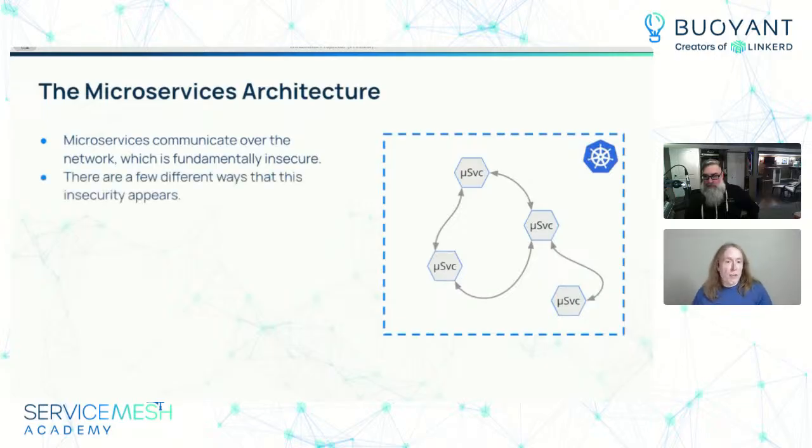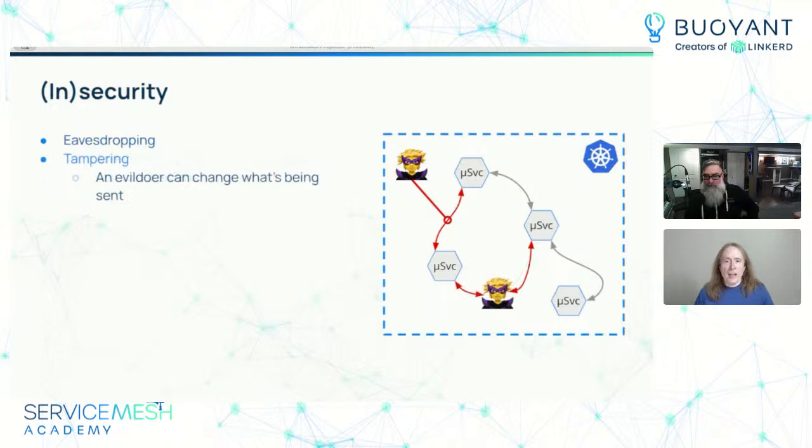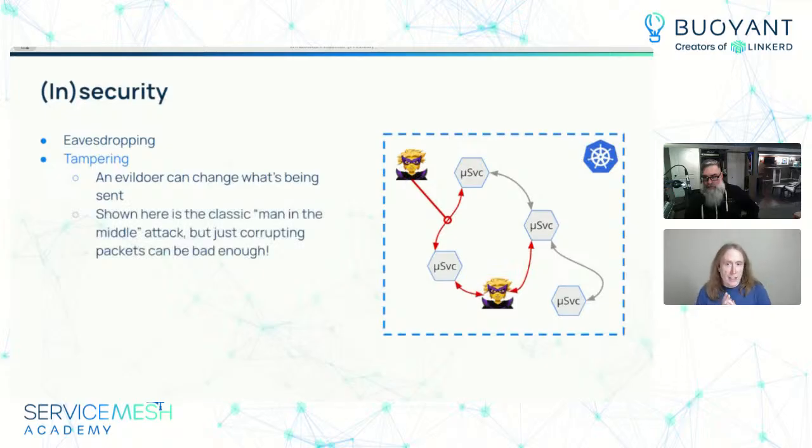There are a few different ways that this sort of insecurity can appear. One of the basic ones is eavesdropping. You can have an evildoer snooping on anything that's happening in clear text, watching everything go by. You can have tampering, where an evildoer can change things that are in transit. What I'm showing here is the classic man-in-the-middle attack. The fact of the matter is you don't have to do anything this sophisticated. Your attacker could just be dropping noise onto a particular network link so that packets get corrupted. That's enough to mess with things.